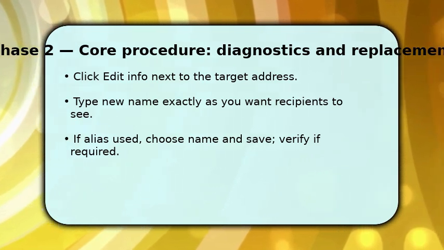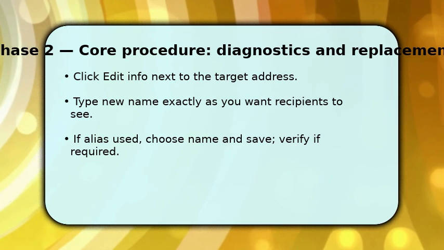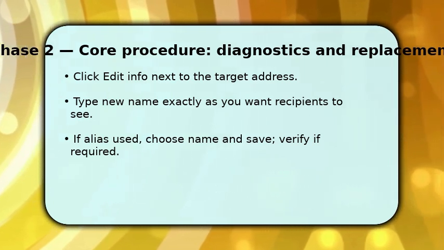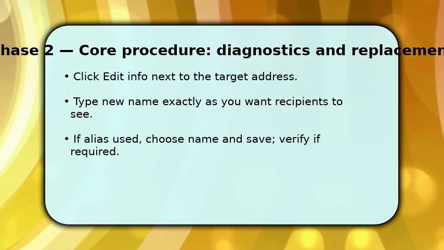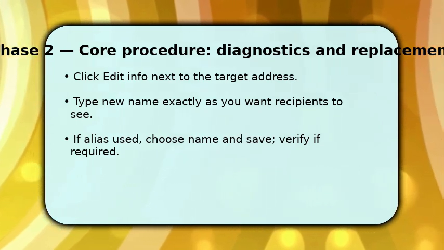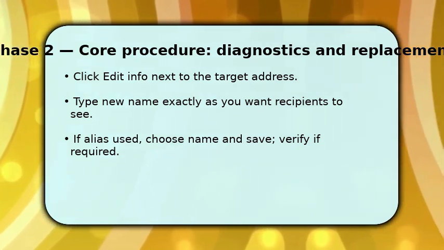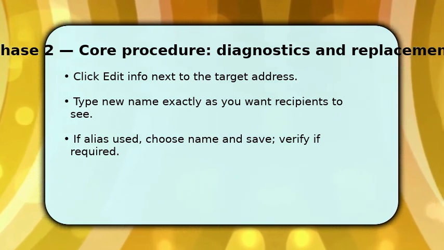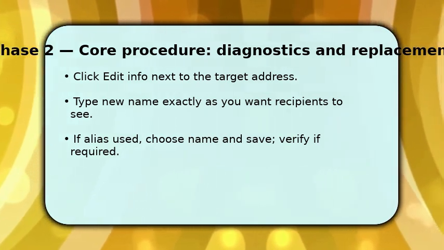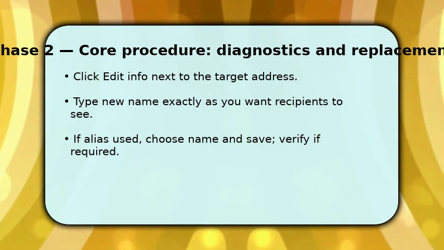Make sure to select the radio button for the new name so Gmail uses it for outgoing mail, and then click Save Changes. If you use an alias or external send as address, follow the verification prompt. Google may send a confirmation code to that address, and you must enter it to finalize the change.